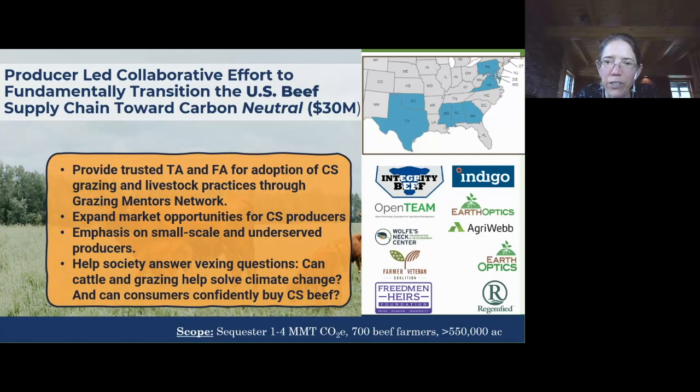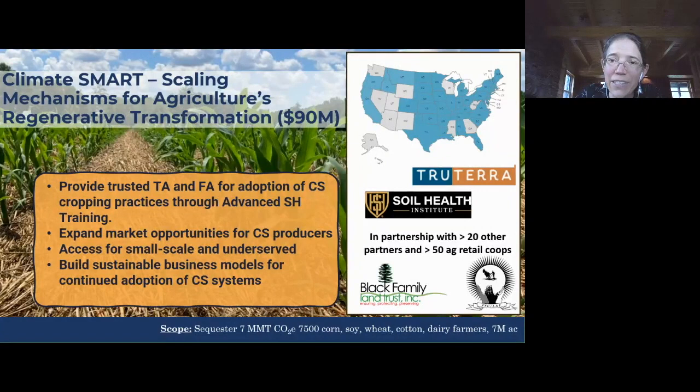In our beef project, we're actually building a grazing mentors network of innovative mentors who will be mentoring new transitioning producers so that they can transition to climate smart practices for beef. And similarly for a larger national level project with Truterra, again, through advanced soil health training, we're going to build up an influencer network that will work through their networks with a number of producers to help them adopt practices. And so really working in that space of building peer-to-peer networks and building networks where there are advisors and innovators and folks who have a lot of experience in the space who are available to new beginners who are interested but just don't really know how to go about it.